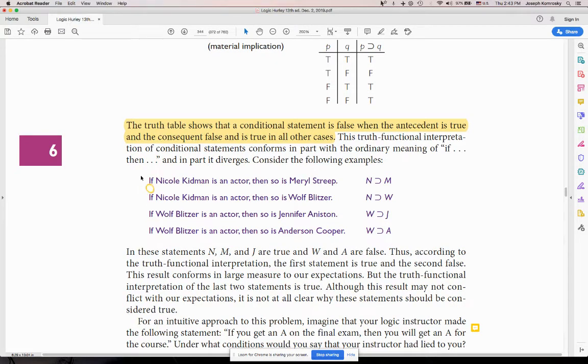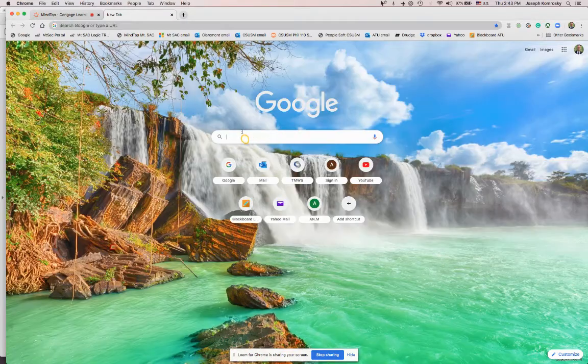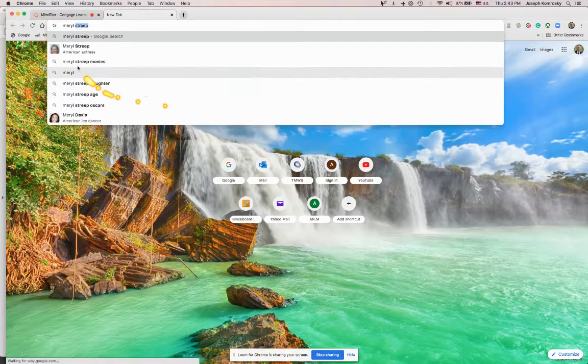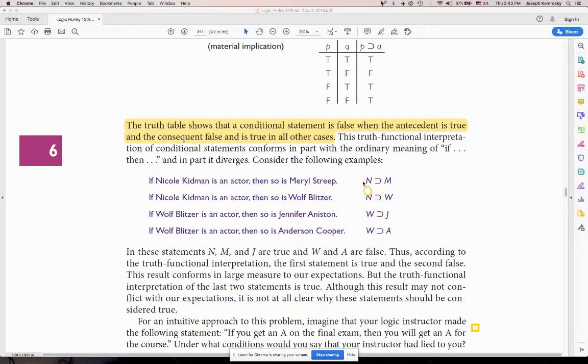So is Nicole Kidman an actor? Yes, it's true, right? Then so is Meryl Streep. Is Meryl Streep an actor? I actually forget, so let me look. And by the way, if you didn't know, you just have to look it up. It's fine. Actress, boom, immediately pulled it up. Okay, so we know this is a true and a true. We look up here, true and a true, the whole thing is true. So this symbolic representation of this statement, which is true and true, is itself true.